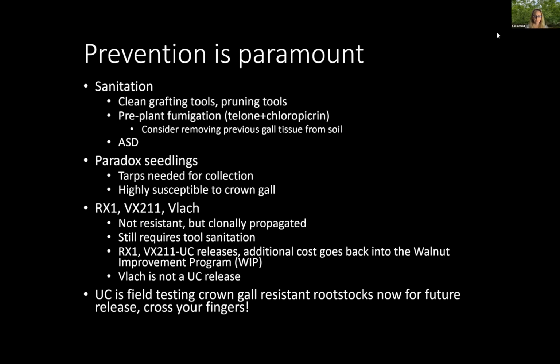UC is field testing crown gall resistant rootstocks. I actually have one under my wing as we speak. So in the future, there may very well be crown gall resistant rootstocks available. That's still at least probably a 10 to 20 year field trial. So give us a little time.